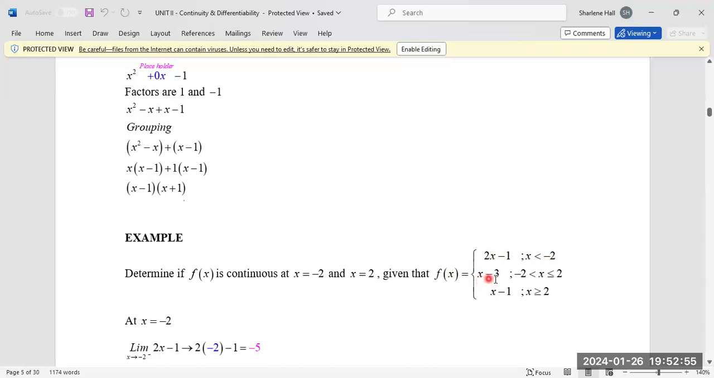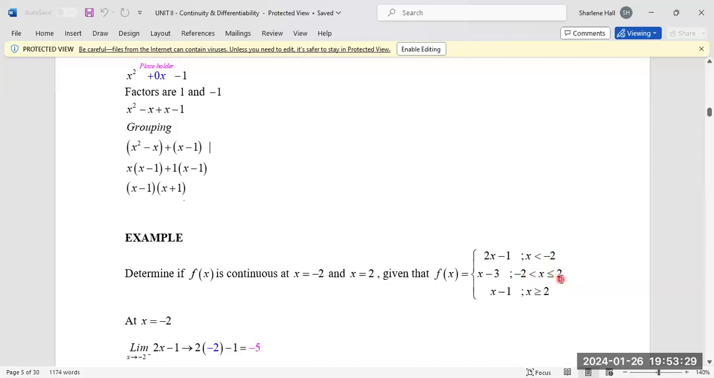Then the second one says x minus 3, but the condition now is closed. Why closed? Because x is supposed to be greater than -2, but it's supposed to be less than or equal to 2. So what does that mean? Thank you for asking. So this one here up top was less than -2. This one here is going to be greater than -2. So greater than -2 means that it's going to be -1, 0, 1.